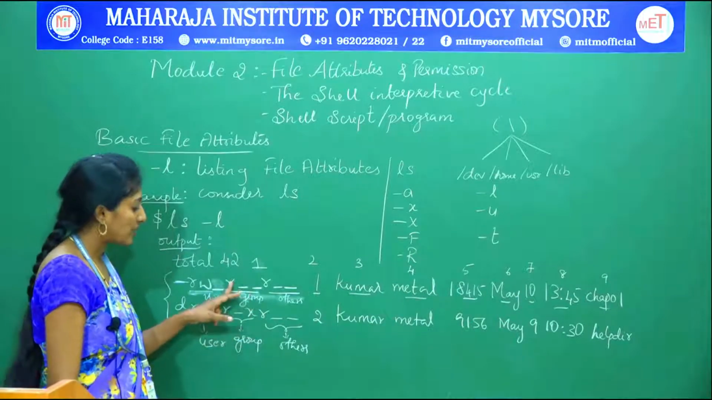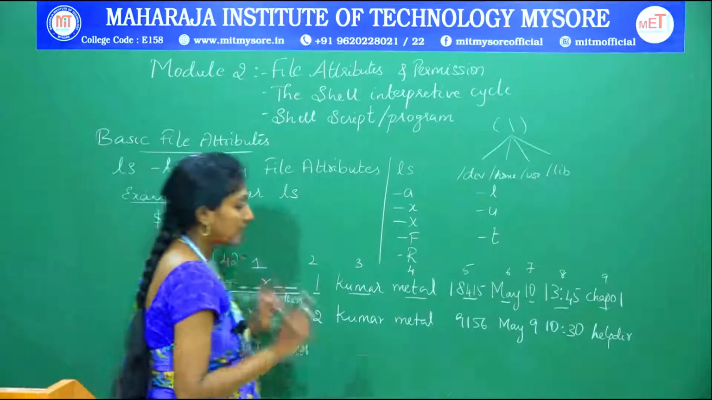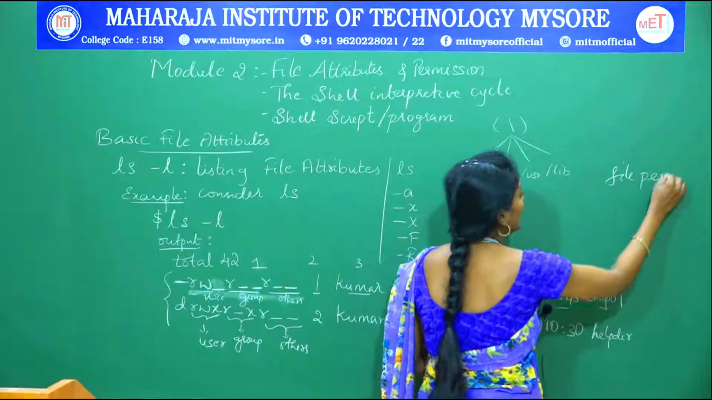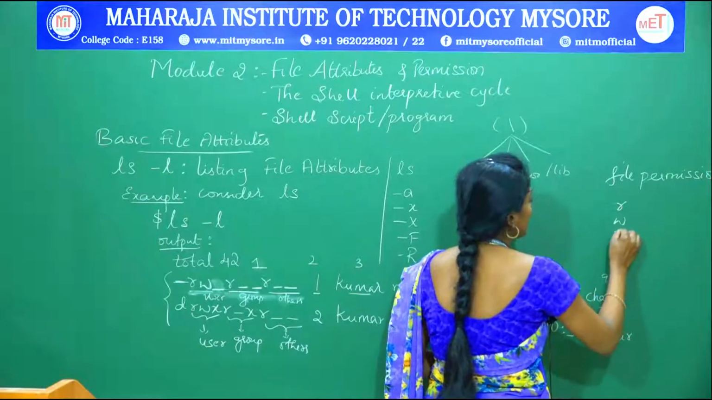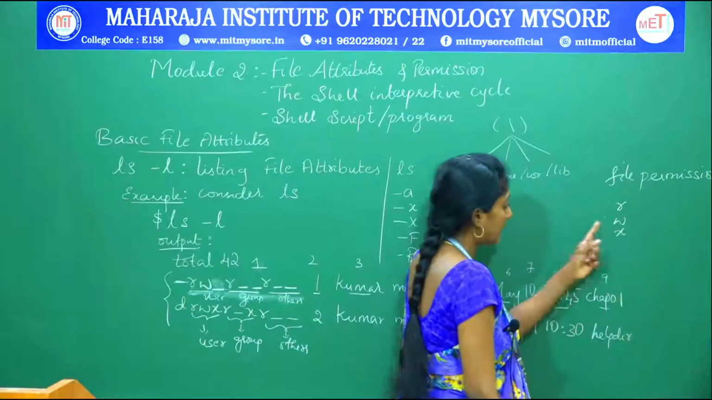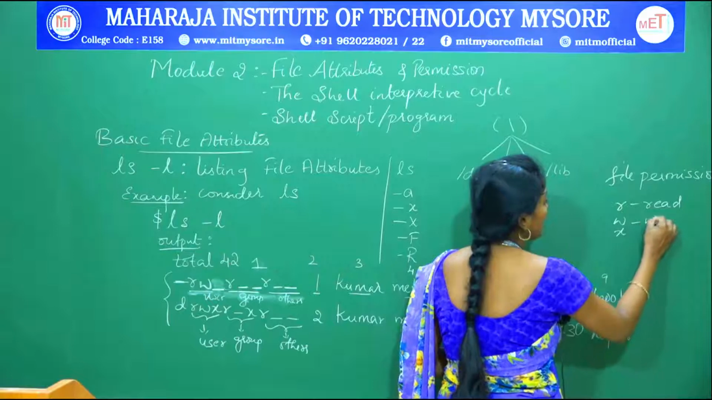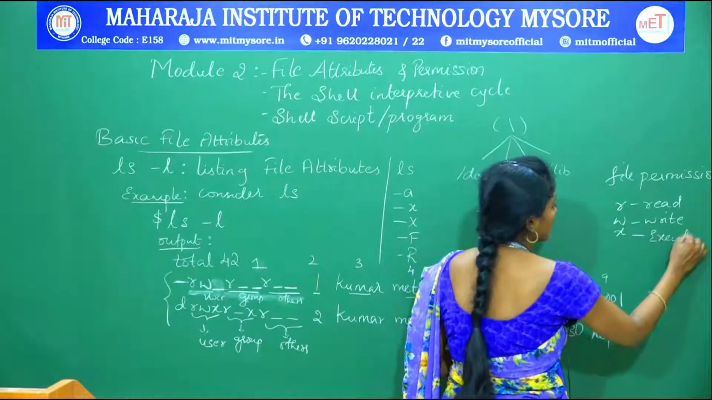Next, for group only read permission, for others only read permission. So in the file permission we do have three characters represented: R, W and X. R represents read, W represents write and X represents execute.